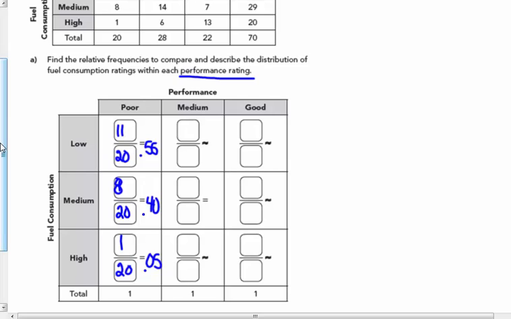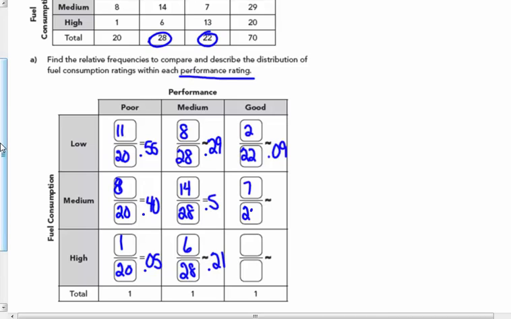For the low medium performance, that would be 8 out of the total of 28 here, which was about 29 hundredths. Yes, I'm rounding a little bit. 14 out of 28, well, that's exactly 50%, 5 tenths. And 6 out of 28 would give me a relative frequency of 21 hundredths. In the good low fuel consumption rating would be 2 out of 22 now as my denominator, or 1/11, which is 9 hundredths repeating, but we're not going to show it as a repeating decimal. 7 22nds would give me 32 hundredths. And 13 out of 22 would give me 59 hundredths. And yes, I just used a calculator to help with that.